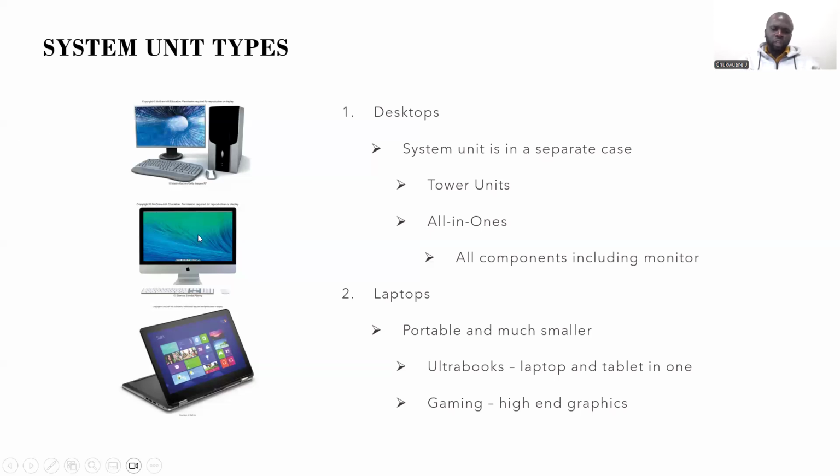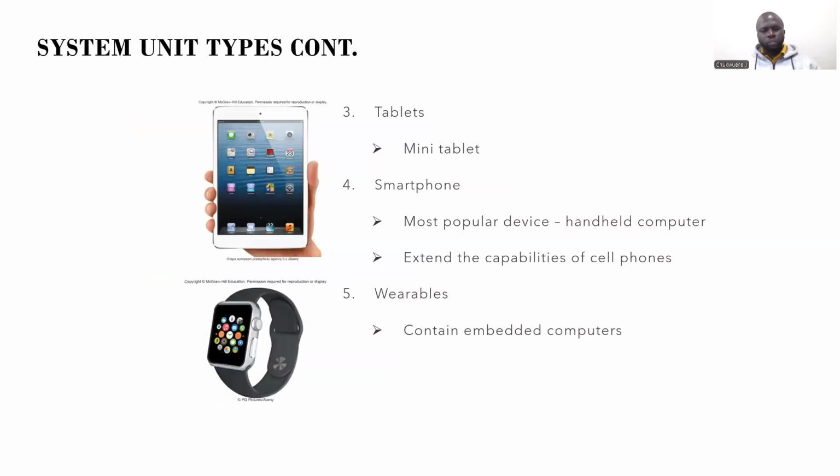Like you can see here, you see a desktop, but that desktop also has a system unit built into the computer. And then your laptop, which is portable and much smaller than your desktop, with your ultrabooks, laptops, and tablet in one. Your gaming performance and end-user graphics. These are all types of system units, which can be in a gaming device and so on and so forth, your laptop and all the rest of them.